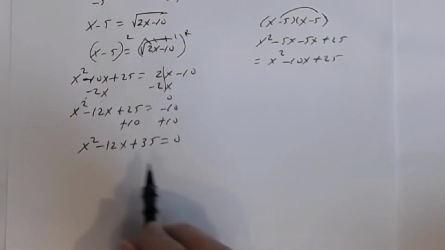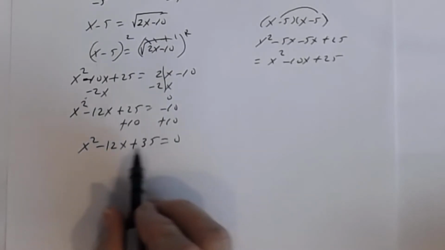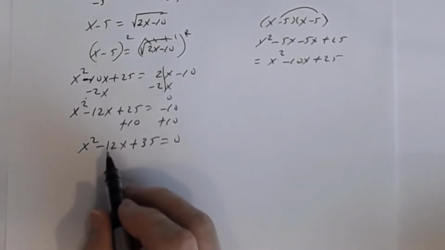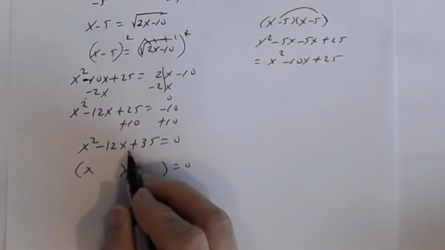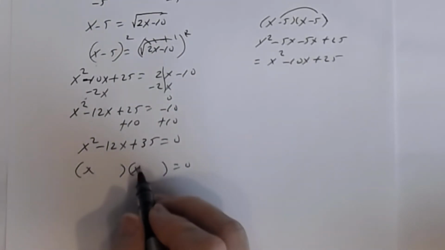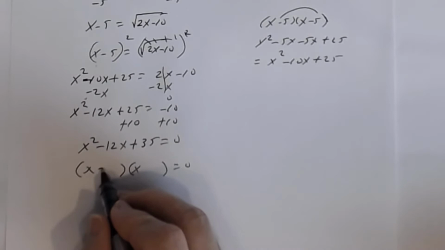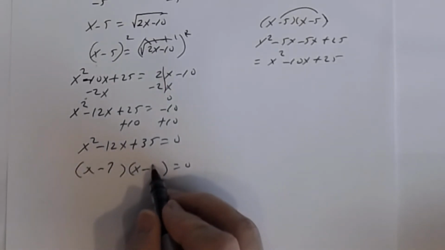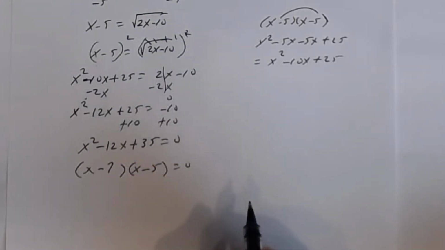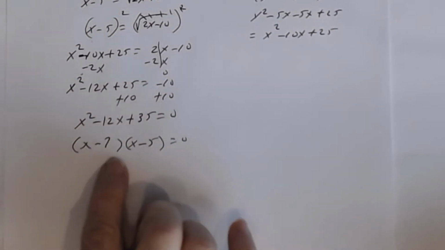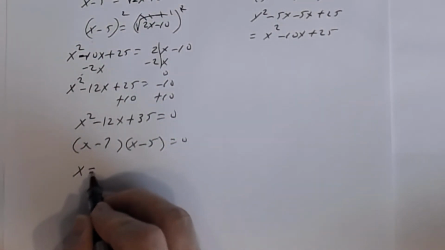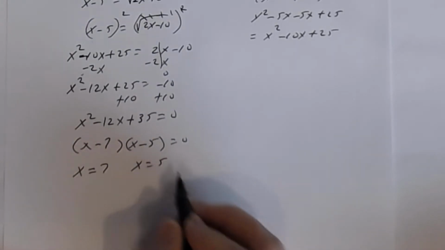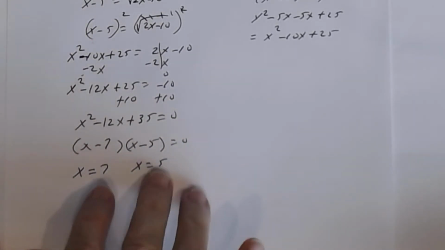Okay? All right, now factoring the trinomial here, let's see what we get. We get x, and that last sign's positive, so they're going to be the same sign, both negative. And it's going to be 7 and 5. Okay? And so we set each factor equal to 0 using the zero factor property. So I get x equals 7 and x equals 5. All right, so those are my proposed solutions.